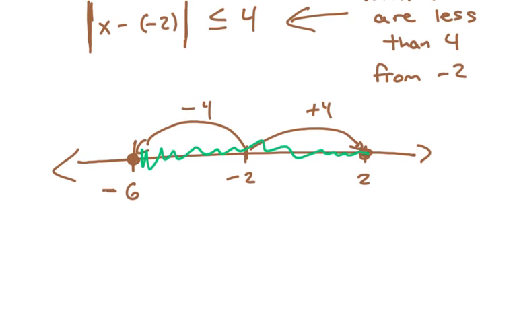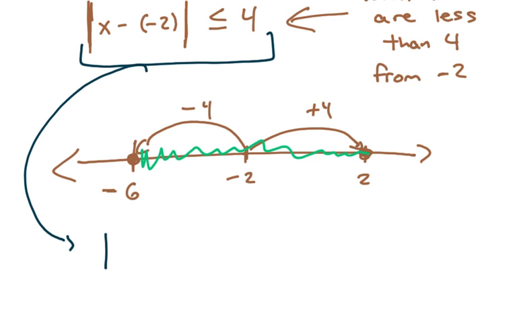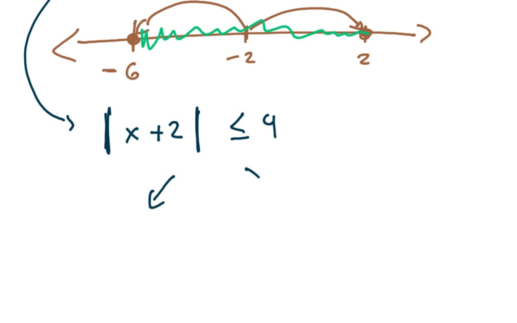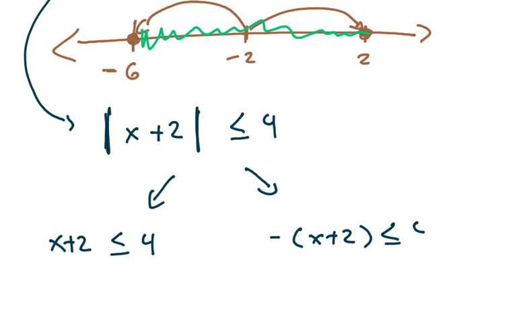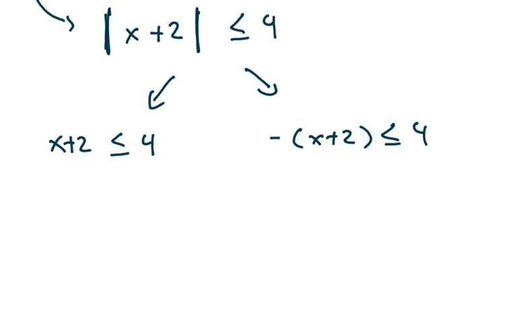Now, the inequality, rather, let me just rewrite it over here. The absolute value of x plus 2. Notice minus negative is positive, so it's the same thing. So from an algorithmic standpoint, following the definition, we say x plus 2 is less than or equal to 4, and then negative x plus 2 is less than or equal to 4. And so when we solve, we subtract 2, x is less than or equal to 2.